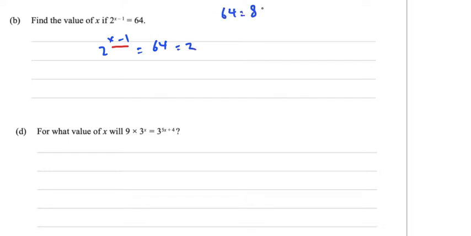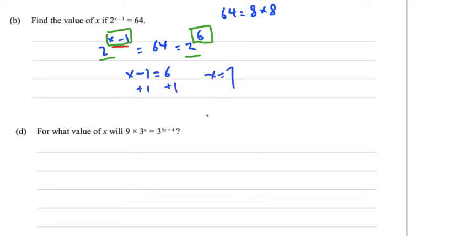64 is equal to 8 times 8. 8 is really 2 times 2 times 2. Therefore 64 is equal to 2 to the power of 6. If both sides are the same, and if they have the same base, then we can conclude the power must be equal. x minus 1 must equal 6. And we can solve this: x equals 7.